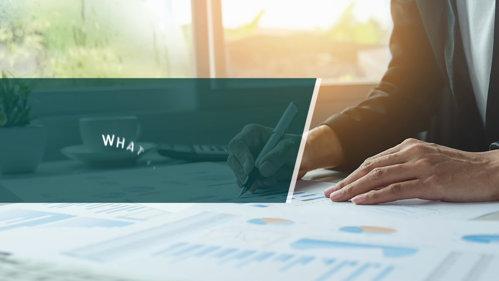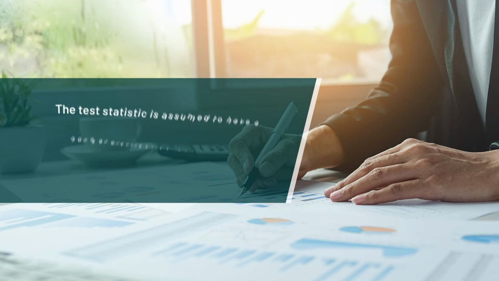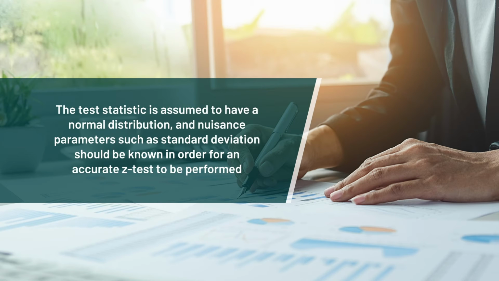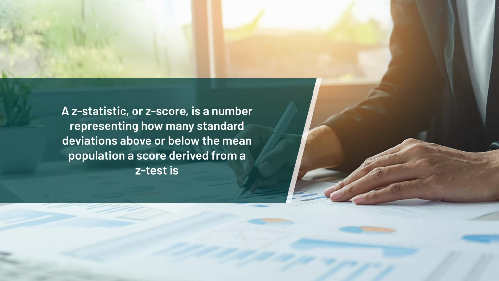So what is a Z test? A Z test is a statistical test used to determine whether two population means are different when the variances are known and the sample size is large. The test statistic is assumed to have a normal distribution, and nuisance parameters such as standard deviation should be known in order for an accurate Z test to be performed. A Z statistic or Z score is a number representing how many standard deviations above or below the population mean a score derived from a Z test is.